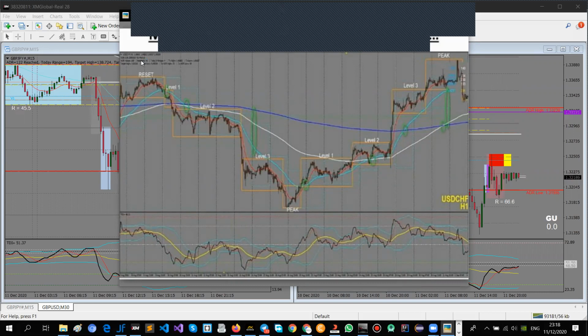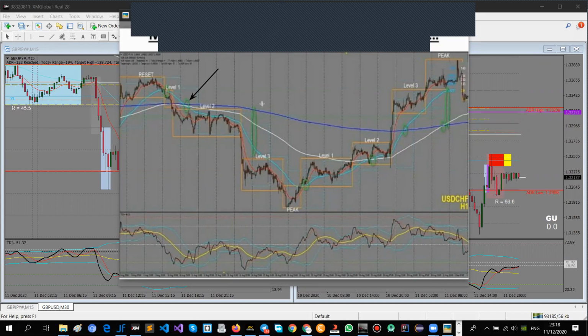So that means a reset is also confirmed by the 13 and 50 crossover, and that same crossover indicates level 1, as you can see in the chart. Moving on to level 2. How do we see that that's level 2? The 50 and 200 crossover.